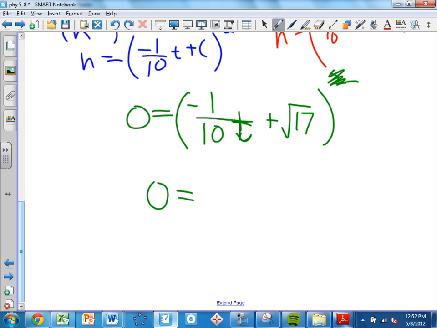Why don't you move the negative 110 t over? Solve. Move it over. Good. Okay, I see what you mean.